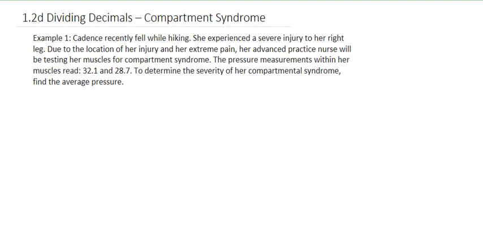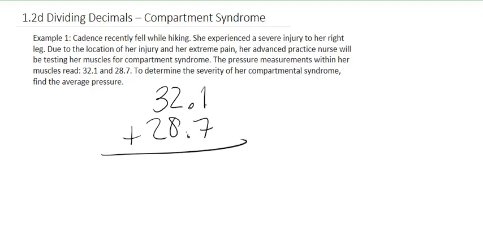When finding the average, we need to add all the pressure readings together and then divide by the number of pressure readings. So, for this scenario, we are adding 32.1 plus 28.7. So, we add this together.